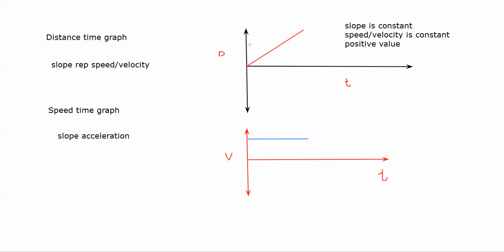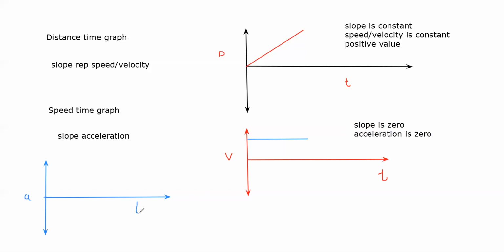Because it is a horizontal line, what is the slope of this line? What's the slope of horizontal line? So slope of horizontal line is 0. So what it shows that the slope is 0. If slope is 0, what can we conclude? Because for a speed time graph, slope represents acceleration. So we can say acceleration is 0.